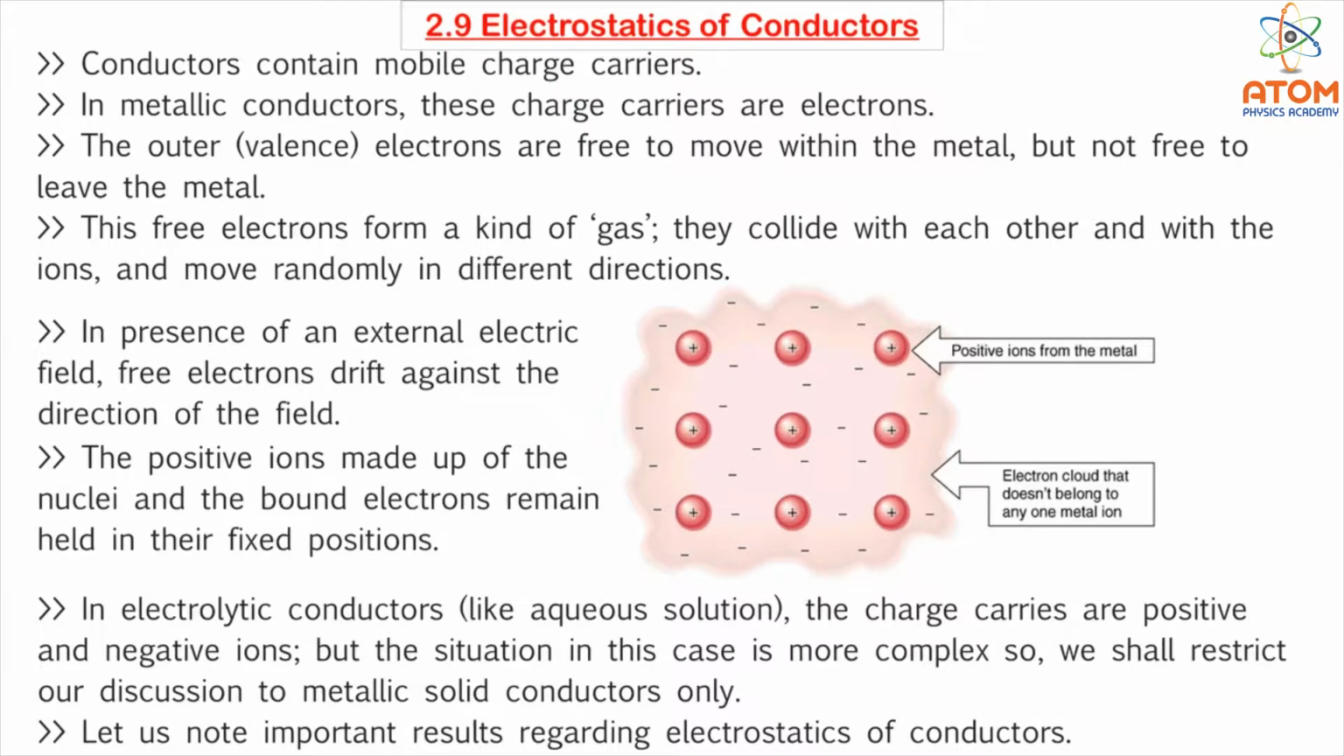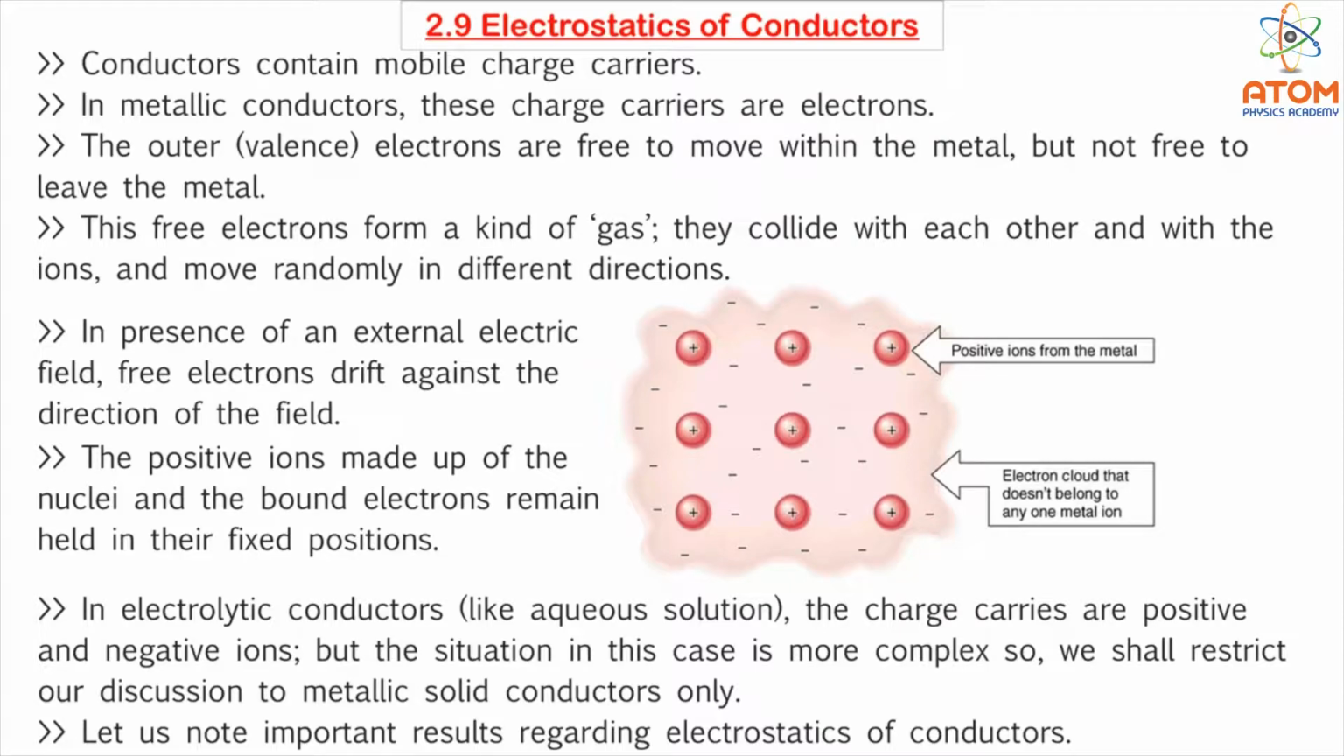Now let us see topic 2.9, that is electrostatics of conductors. Let us see a few important points about this. Conductors contain mobile charge carriers, that you know. There are different types of conductors like metal conductors, electrolytic conductors, semiconductors and so on. In metallic conductors, these charge carriers are electrons.